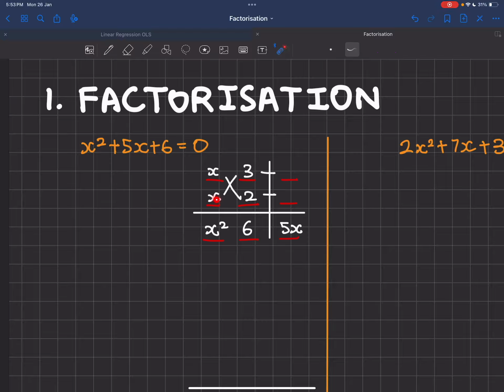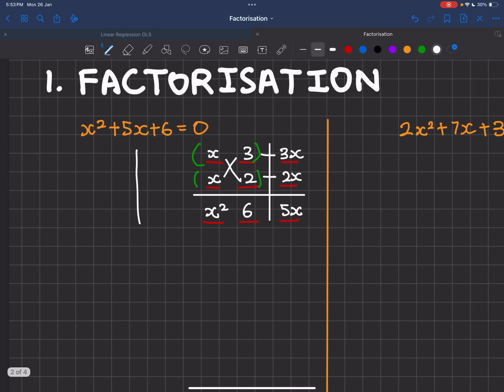What do we get here? X times 3 equals 3x. X times 2 equals 2x. And 2x plus 3x plus 2x will give you 5x. So we are done. And how do we equate it here? We need to look at this green bracket. This is how we equate it. And we will write this equation as x plus 3, x plus 2 is equal to 0.